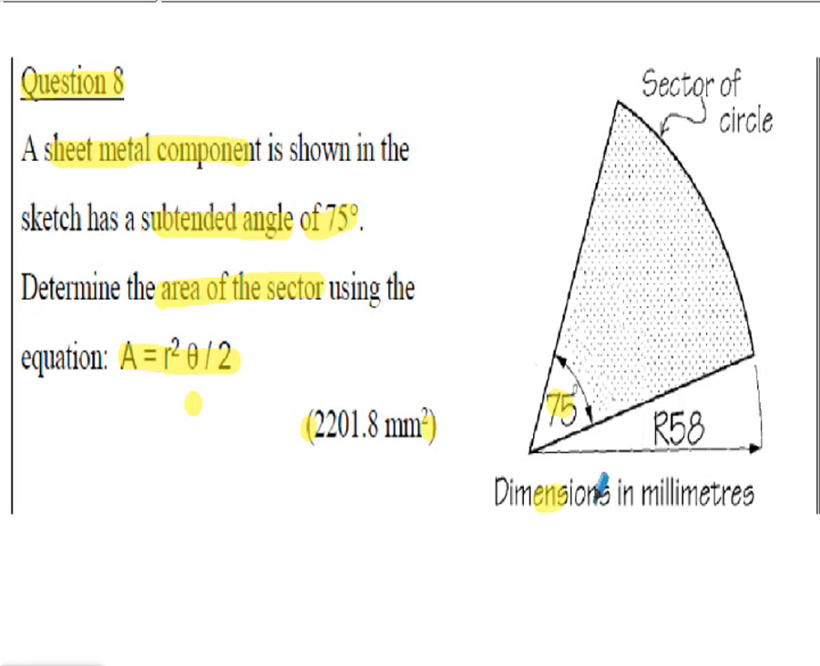Notice that all the dimensions are in millimeters here. I would encourage you to stop the presentation and calculate the area of that sector using the radians formula. The full worked solution is shown on the following slide.